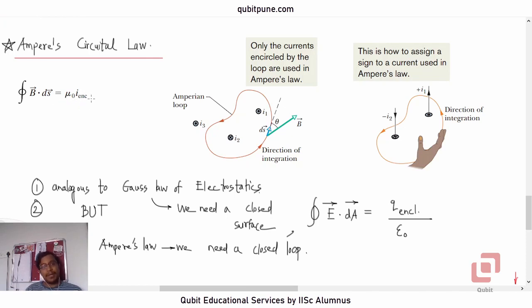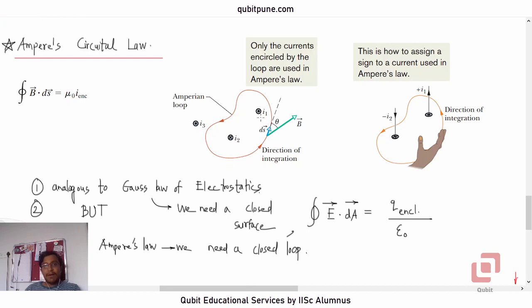Now, what is meant by current enclosed? By current enclosed, we mean the net current that is passing through the plane in which your Amperian loop is present. So suppose there are three currents, I1, I2 and I3. I1 is represented by a dot. Dot means it is coming towards us from the plane of paper, and same thing with I3. But what about I2? I2 is entering the plane of the paper, so it is going away from us.